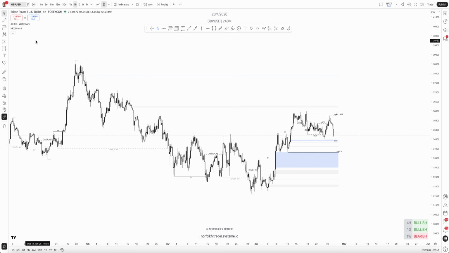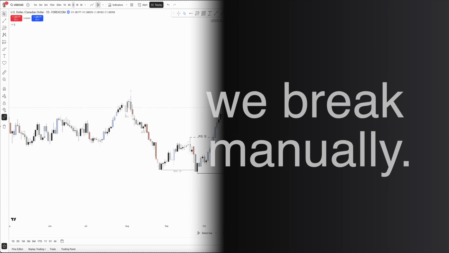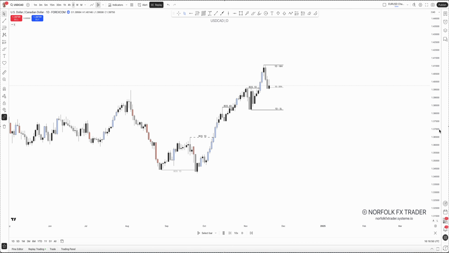What you just saw comes from this exact logic. Let's clear the chart. I'll show you what the tool is reading. Watch this. But wait, before we break it down manually, you need to know this logic is instantly automated.